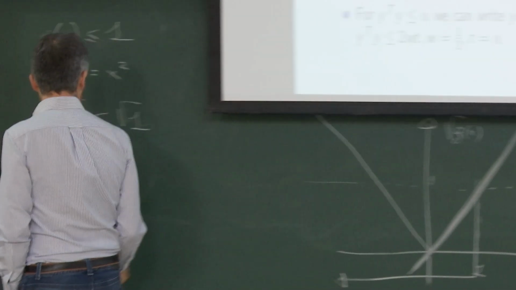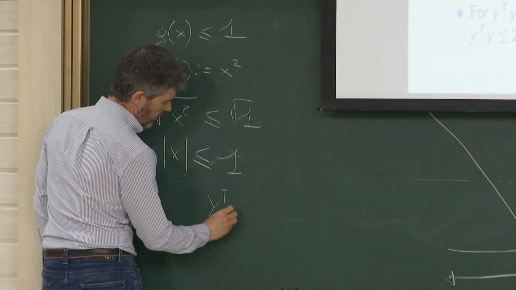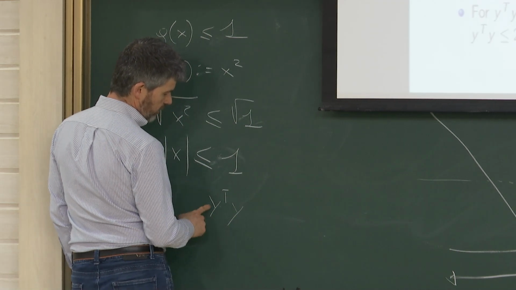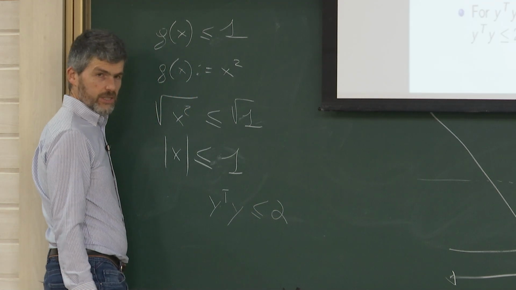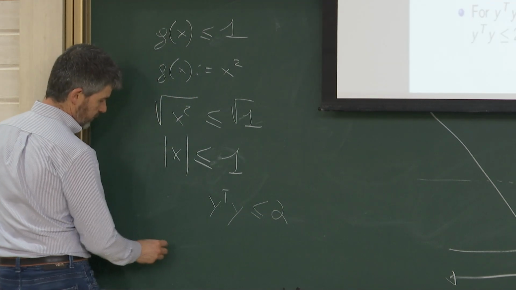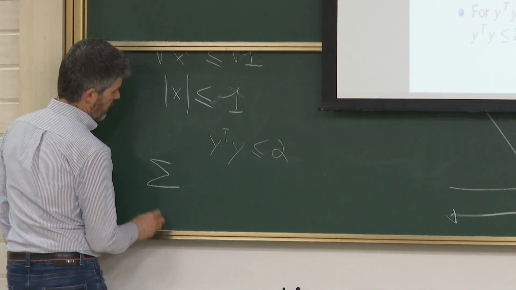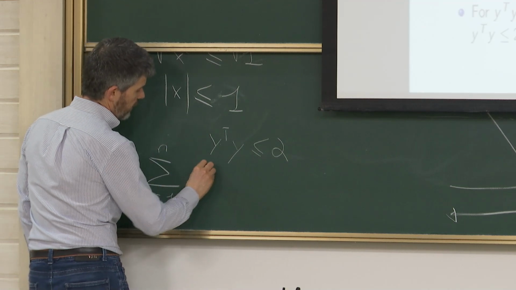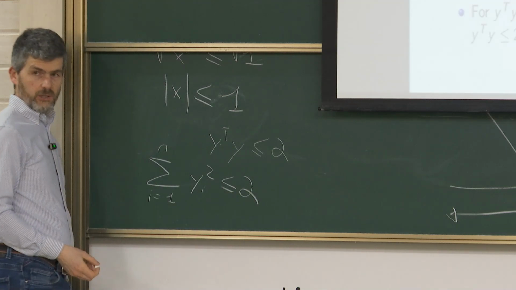Just to slow down a bit, I gave an example, but the inner product of y and y, so y transpose y less or equal than alpha, can be turned into a cone, and let me write it down explicitly. Sum of i from 1 to n of yi squared is less than or equal than alpha. This is what I just wrote.